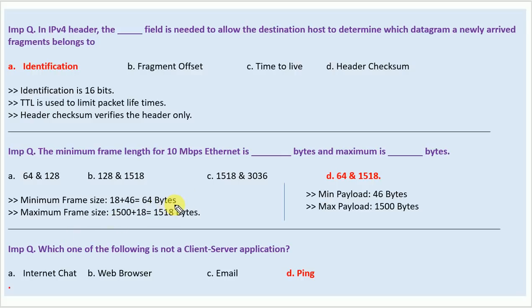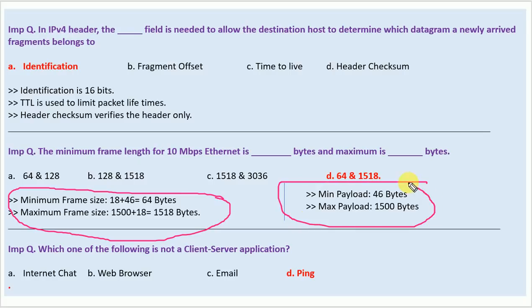So the minimum frame size is 64 byte and the maximum frame size is 1518 byte. And sometimes they will ask the payload size as well. So the minimum payload size will be 46 byte and the maximum payload size will be 1500 byte. So these all are very, very important points. You have to remember that.